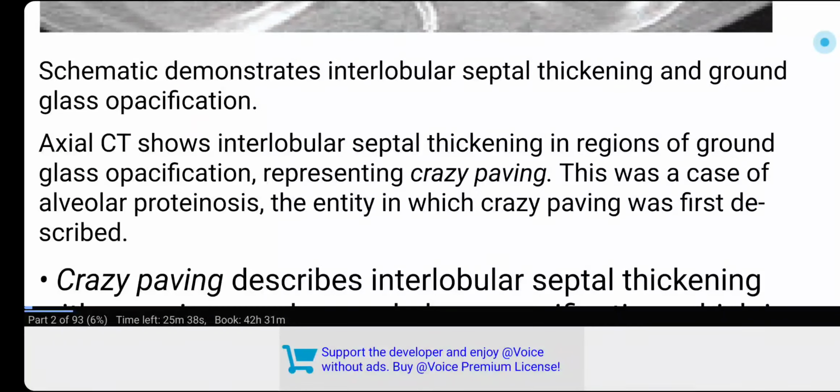Crazy paving. Schematic demonstrates interlobular septal thickening and ground glass opacification. Axial CT shows interlobular septal thickening in regions of ground glass opacification, representing crazy paving. This was a case of alveolar proteinosis, the entity in which crazy paving was first described.